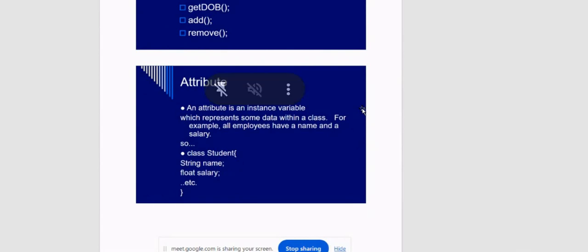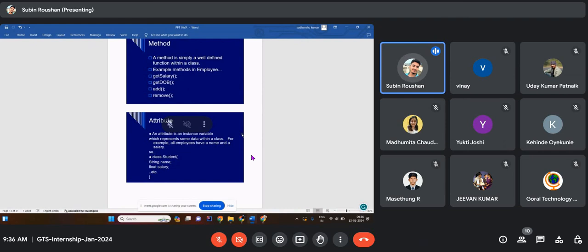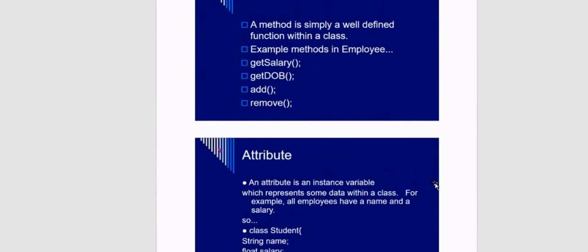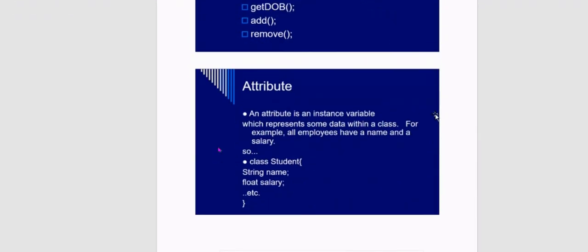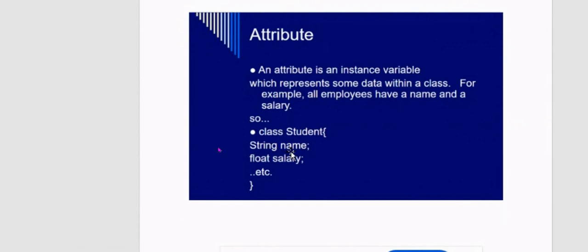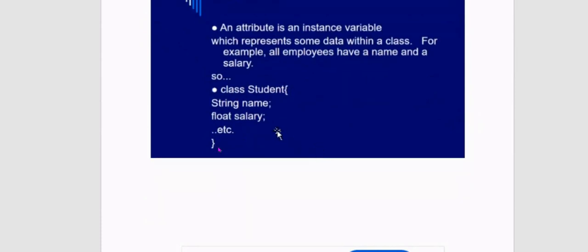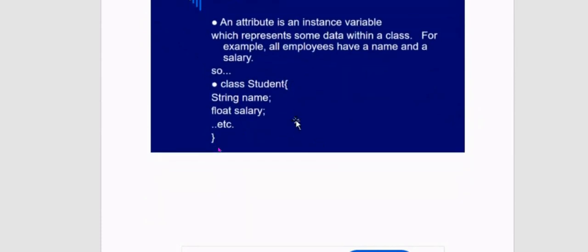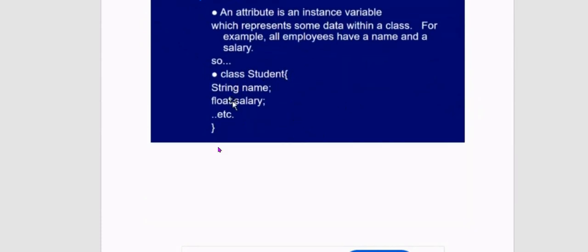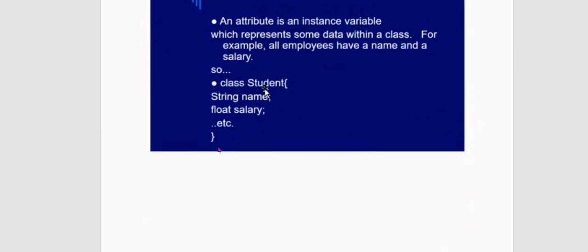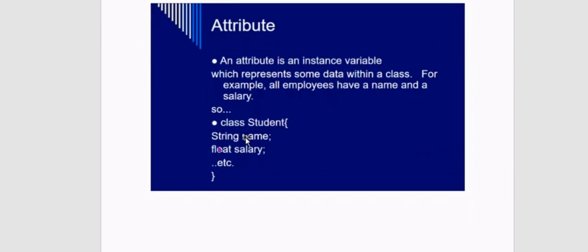Some data within a class. Attribute means we can say that if I want to store employee name, then employee name is a string, and string is a keyword, and here I mention employee name. It will store in the heap area. These are the part of the attribute which is declared inside the class.